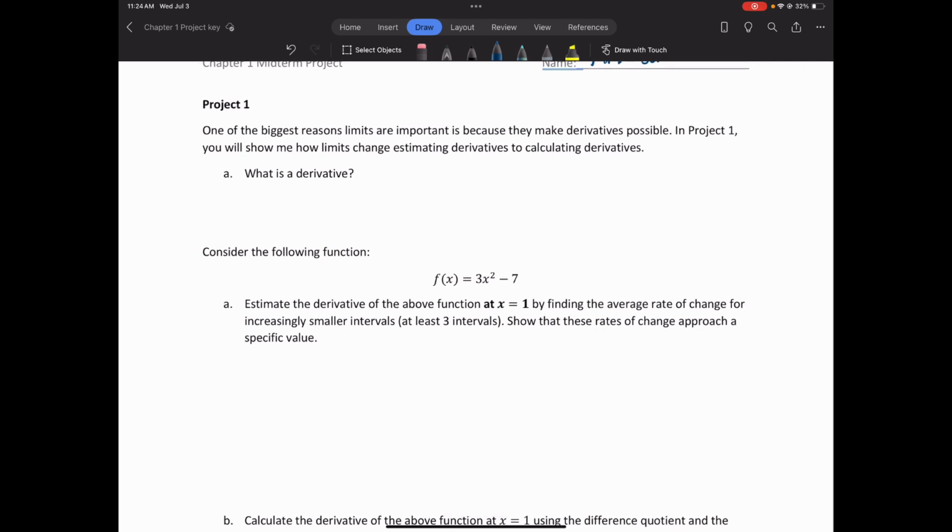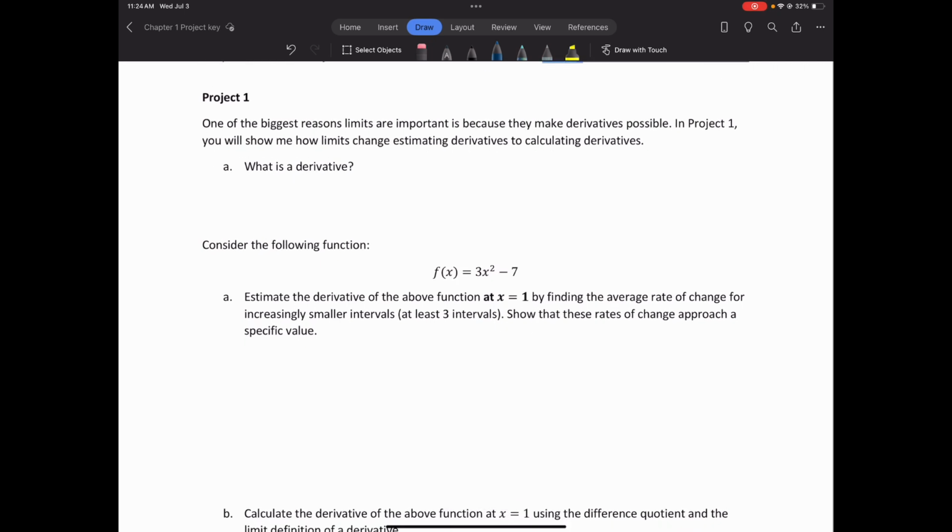So for this first little bit, I just started with asking you the question, what is a derivative? And what I was really looking for was just the words instantaneous rate of change.